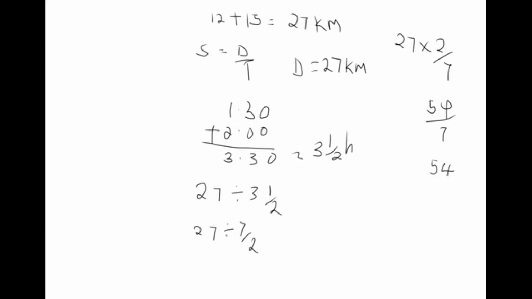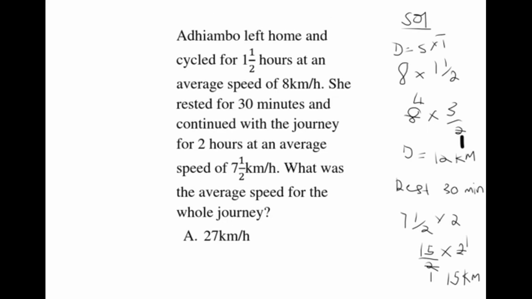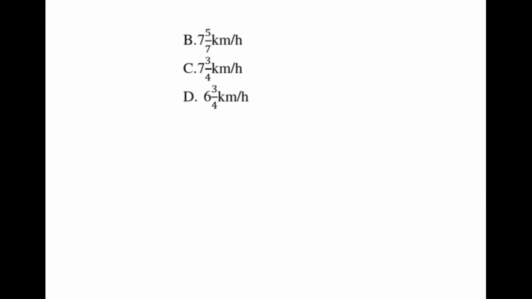54 divided by 7. We use the long division method. Which number do we multiply by 7 to give us 54, or a number near 54? It is 7. It will give you 7 times 7, 49. 54 minus 49 is 5. Therefore, we have 7 and 5 over 7 kilometers per hour. Therefore, our correct choice is choice B.